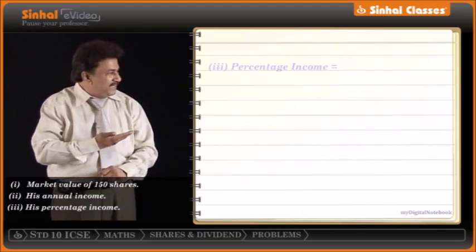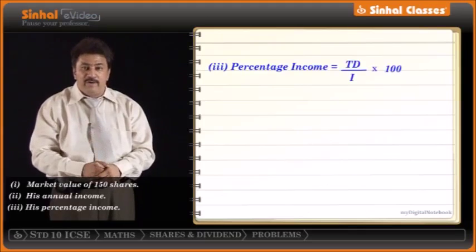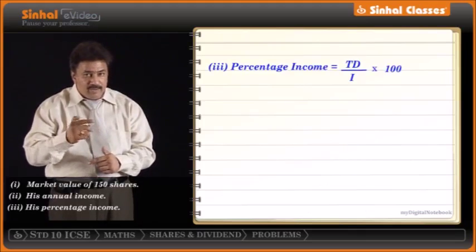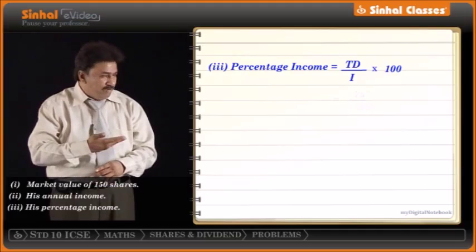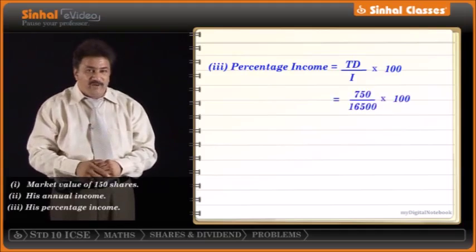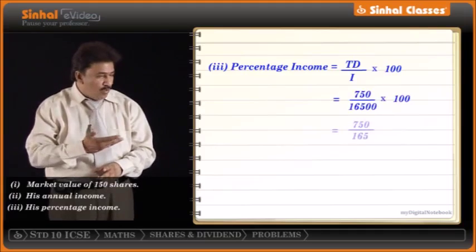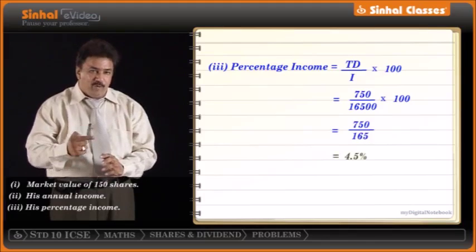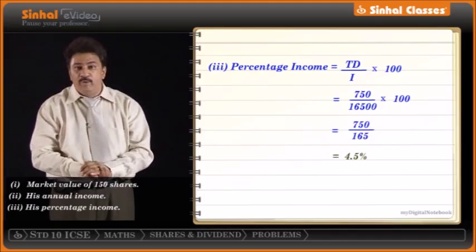The last part of the same sum. Find percentage income. That is total dividend upon investment into 100. Which gives me 750 upon 16,500 into 100. That is nothing but 4.5%, which I get after simplification. So 4.5% is the percentage income of Monu. And the sum gets over.